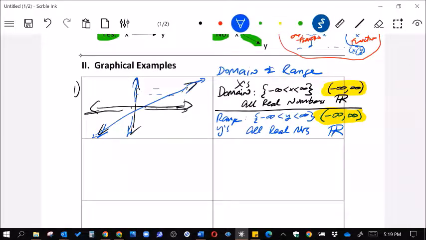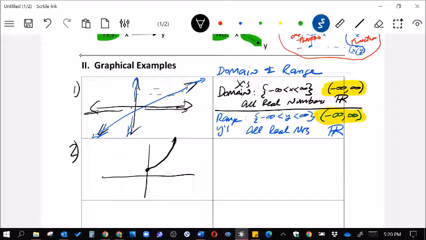Now, let's take a look at the second one, where it is a parabola. I'm going to do a parabola where the vertex is at 0, 2. So the domain, well, the domain are all the x's that can be used. And since this goes up forever, you have to be careful not to draw it the wrong way.